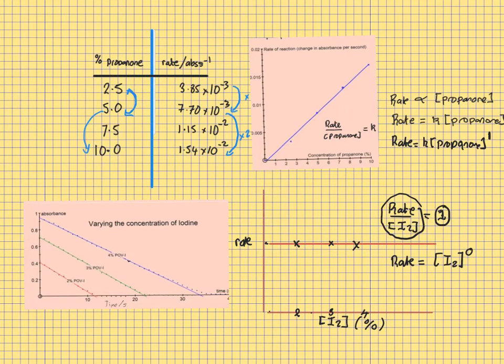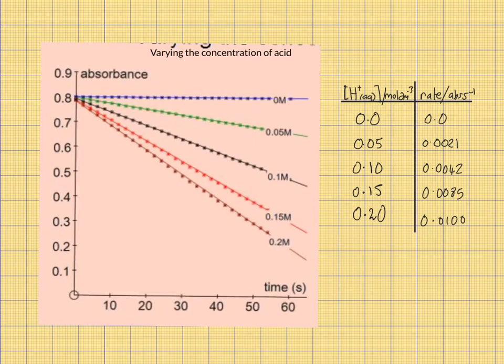Let's now have a look at what happens when we vary the concentration of the acid. Again, a series of reactions are carried out. This time, the concentration of iodine and the concentration of propanone are kept the same. All that is varied is the concentration of the acid. So here is a series of 5 experiments where the concentration of the acid or the hydrogen ion has been varied. So what we're now going to do with these results is plot a graph of concentration of the hydrogen ions on the x-axis, because that's the independent variable, and the rate on the y-axis, the dependent variable.